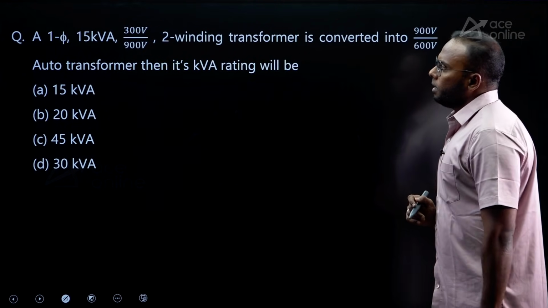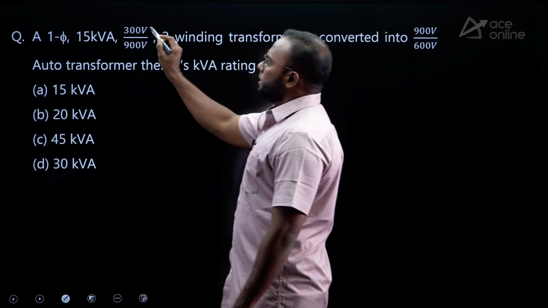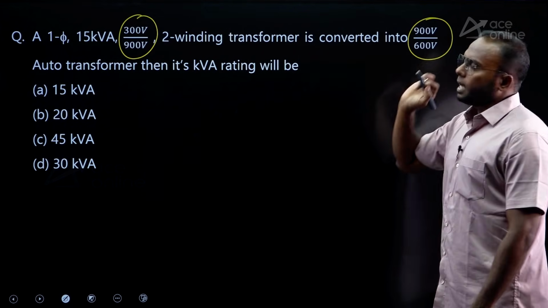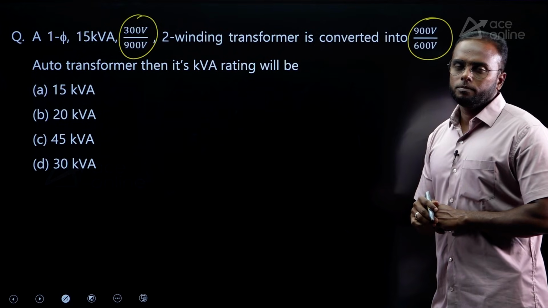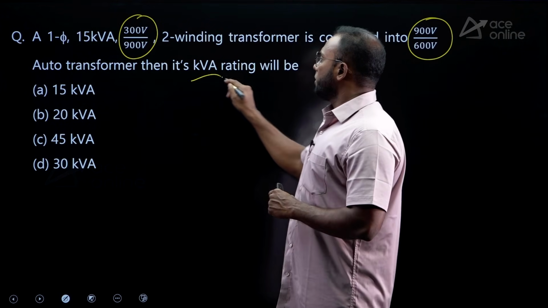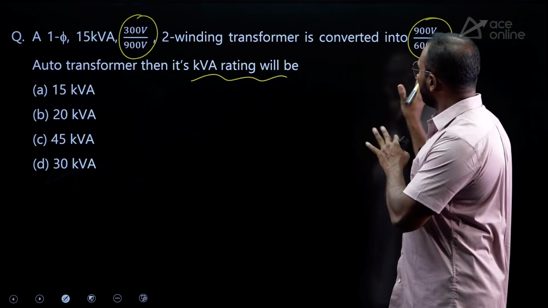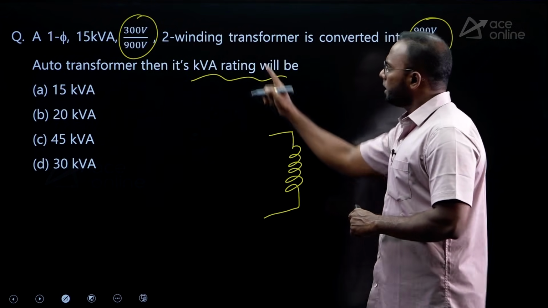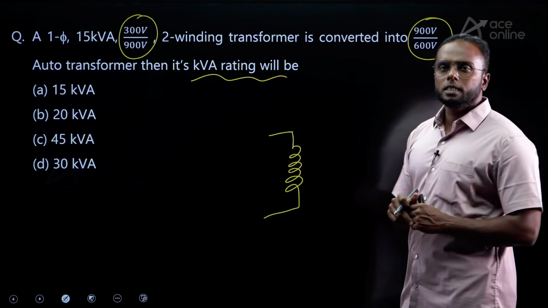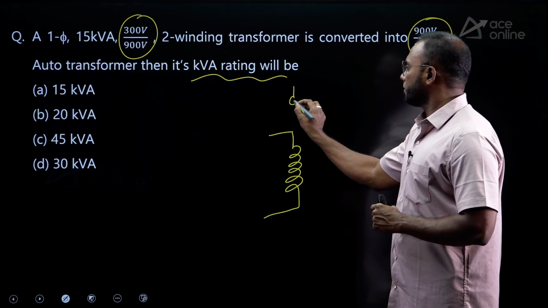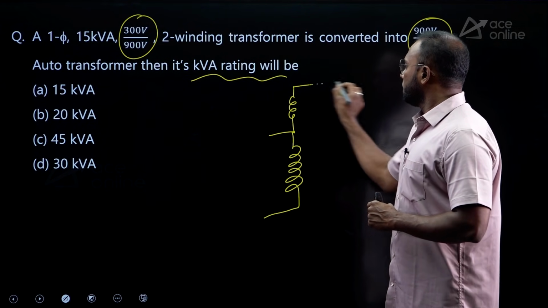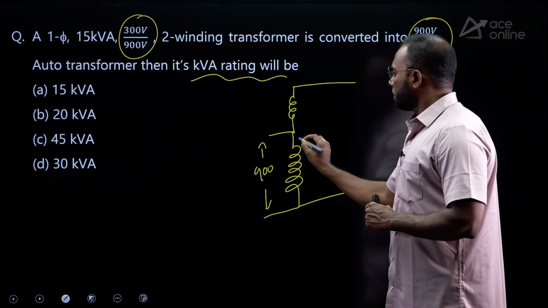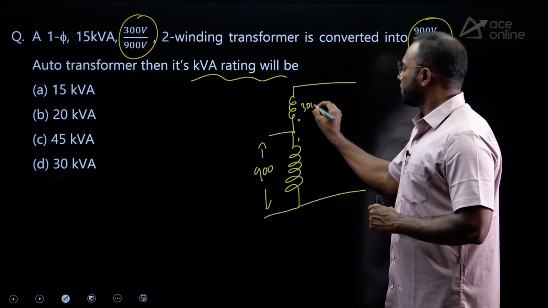Next, a single phase 15 kVA 300 by 900 volts 2 winding transformer is converted into a 900 by 600 volts auto transformer, then its kVA rating will be dash. Then if you draw the figure, 900 is the input side, this is 900, another winding 300. Then when we get 600 here, you have to take a subtractive connection like this. This is 300 volts, this is 900 input side, and subtractive connection 300 volts here.